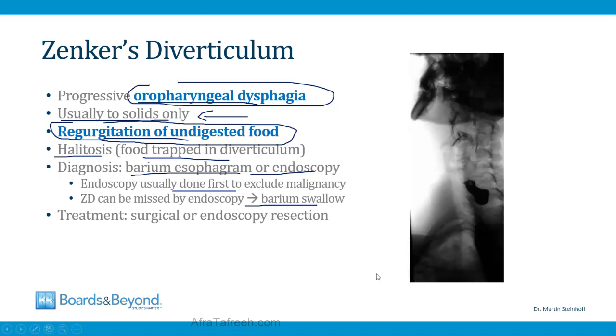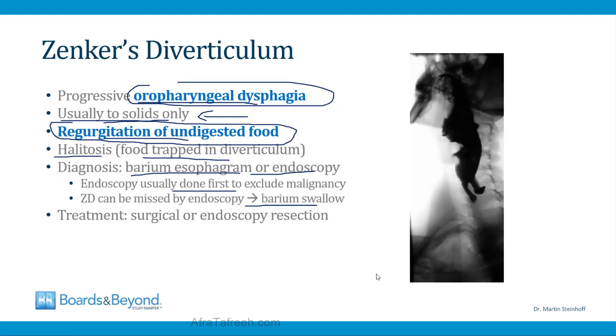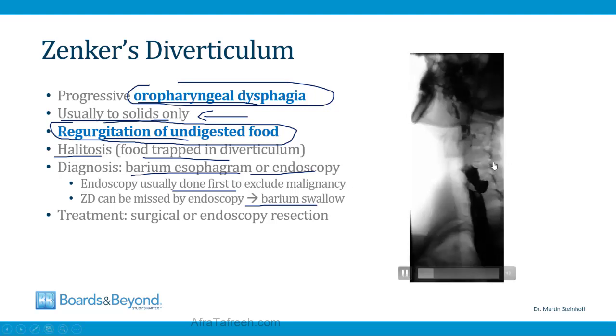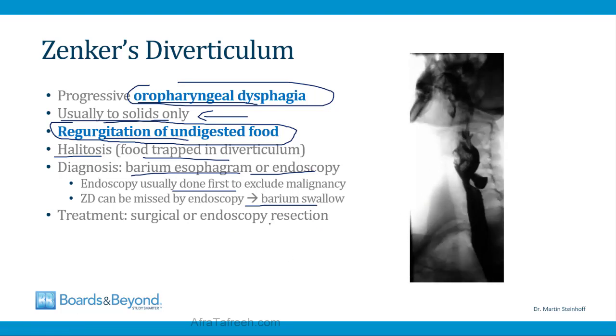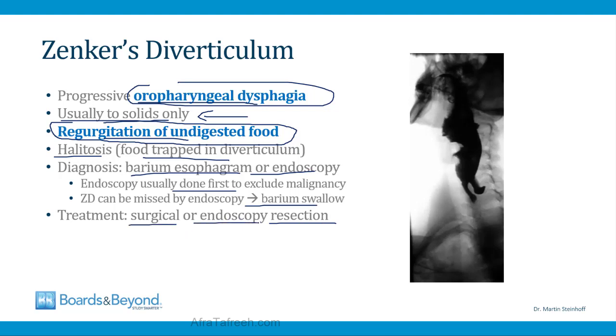On the screen is an example of a barium swallow of a patient with a Zenker's diverticulum. You can see this outpouching here in the lower neck where contrast is filling the diverticulum. And the treatment is to resect the diverticulum. This can be done as an open surgical procedure. There are also endoscopic approaches so that the diverticulum can be resected that way.